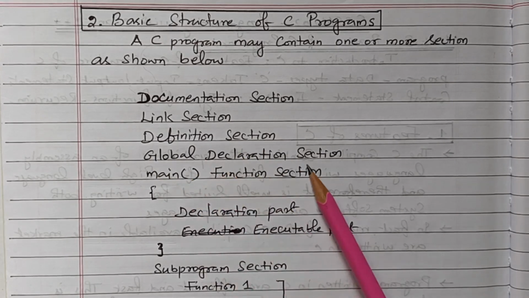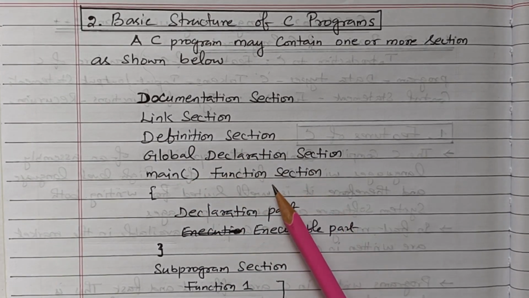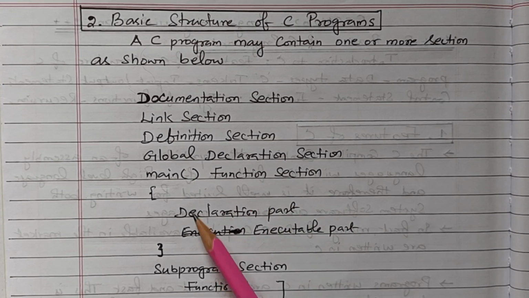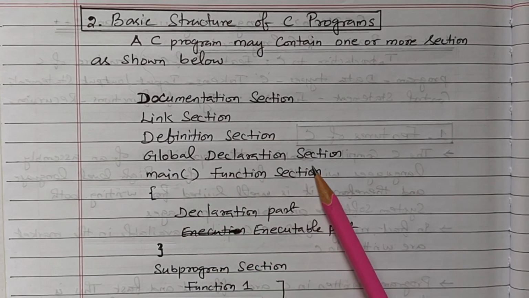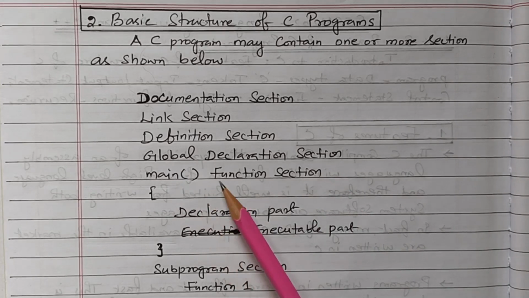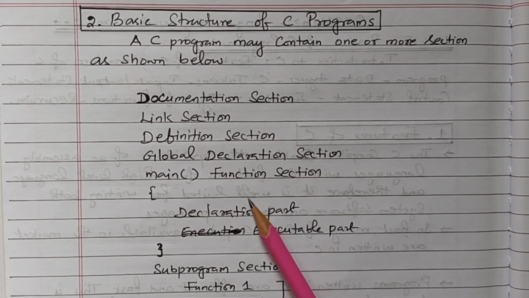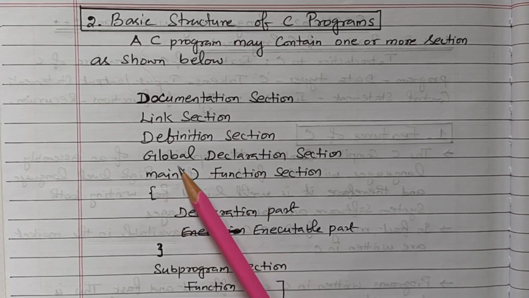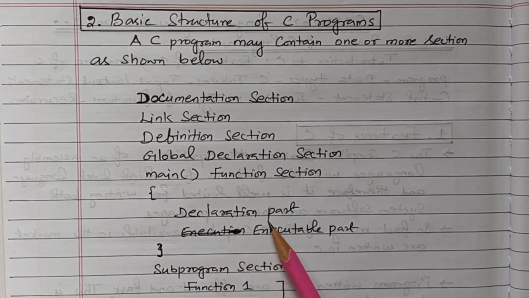Then global declaration section. We know that we have main program as well as subprogram. So the variable that is common to main program and subprogram can be declared in the global declaration section. The name itself, global, means it is globally available for main program and subprogram. That is, any changes in the main program as well as subprogram will be reflected in the global variables.